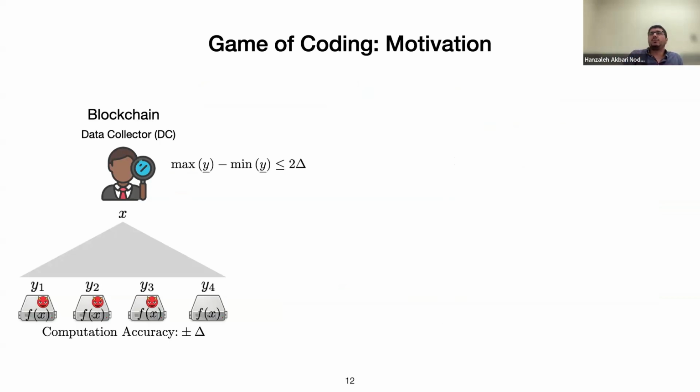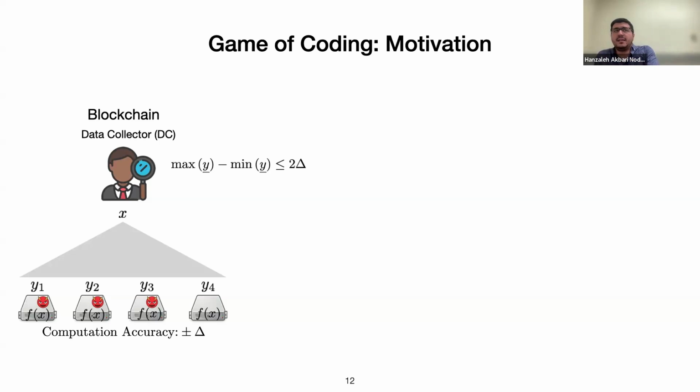So before going to the problem formulation for the general case, let's talk about the motivation, why we are going to define the problem in this way. If you remember, we have a data collector and some computing nodes. In this case, we have 4 nodes, and the computation accuracy was delta. It means that we have some level of noise that is accepted, which is delta.